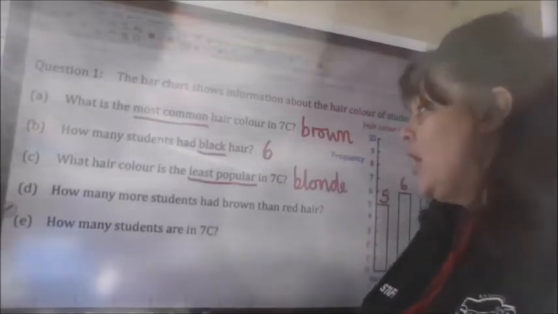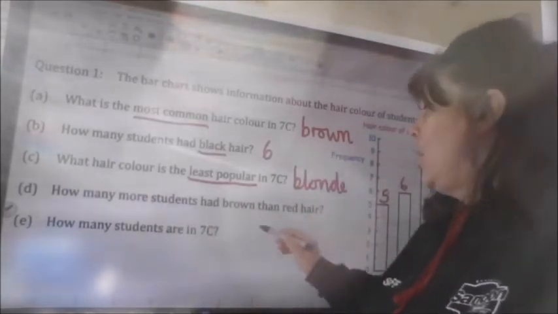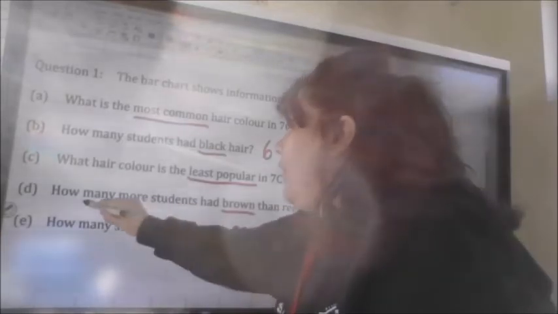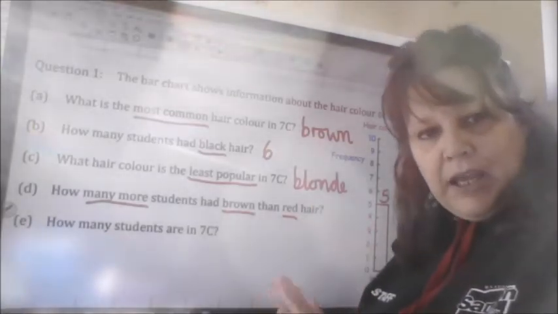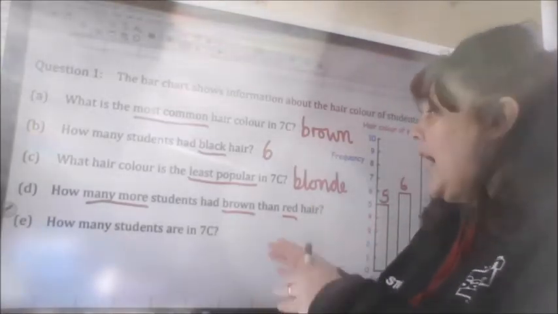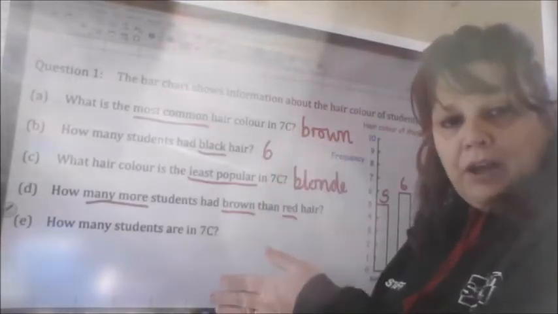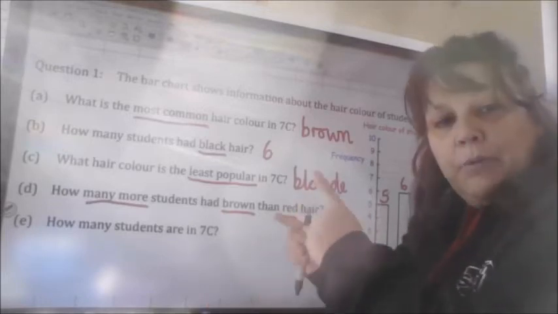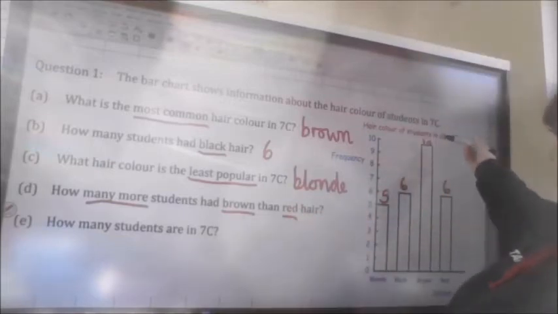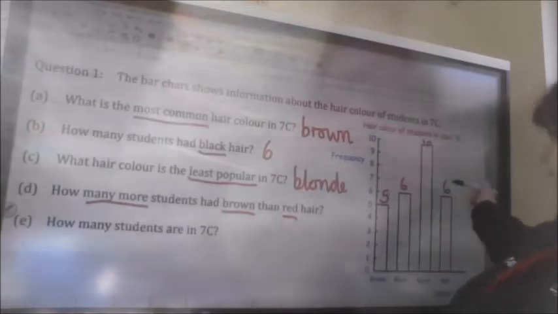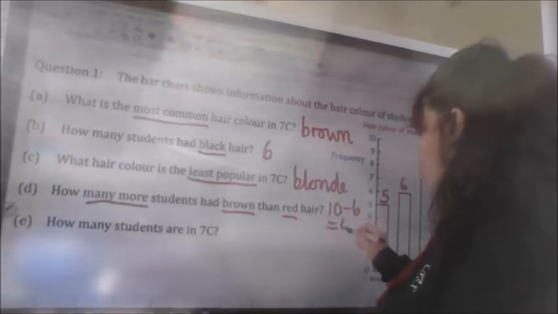Okay, so I'm going to write in here blonde. Okay. So then this next one, how many more students had brown than red hair? That's telling me I've got to work out the difference here. So I'm looking at the brown part of my graph, and I'm also looking at the red. I'm going to subtract the smaller number away from the larger number, and then I'll get the difference. Okay, so brown is 10, red is 6. So here, 10 take away 6 equals 4.